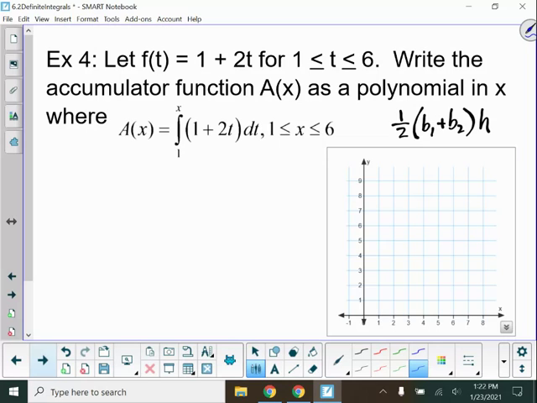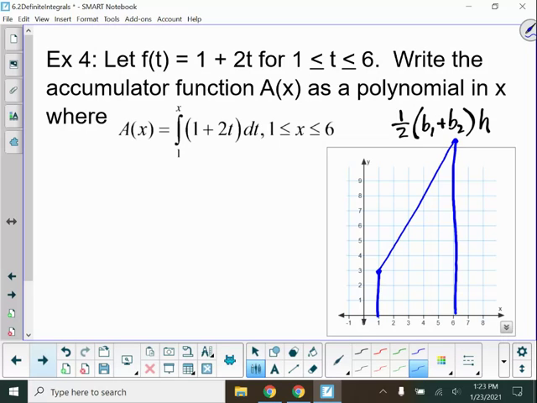So if we were to graph this, if I plug in 1 into that function, I'm going to get back 3. If I were to plug in 6, I'm actually going to get back 13. That's going to go a little bit off my graph. So that's going to be up here somewhere. So if I'm looking at this, that would actually be a trapezoid. That's the shape of a trapezoid, is what I'm looking at there. So it's a trapezoid.